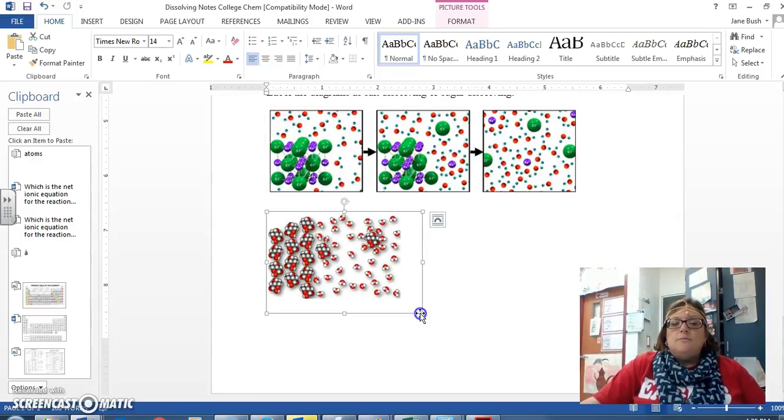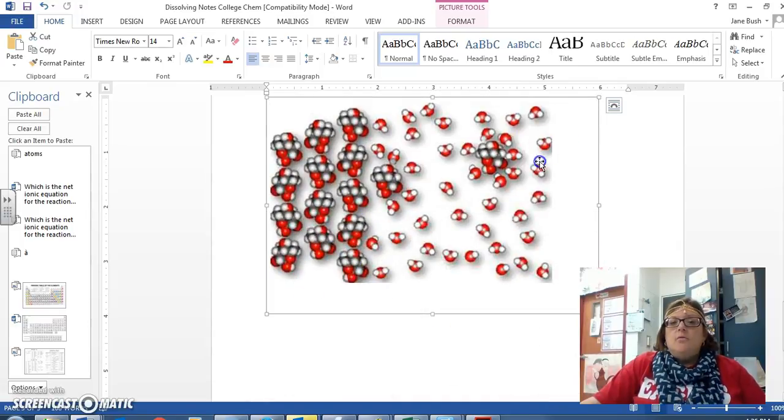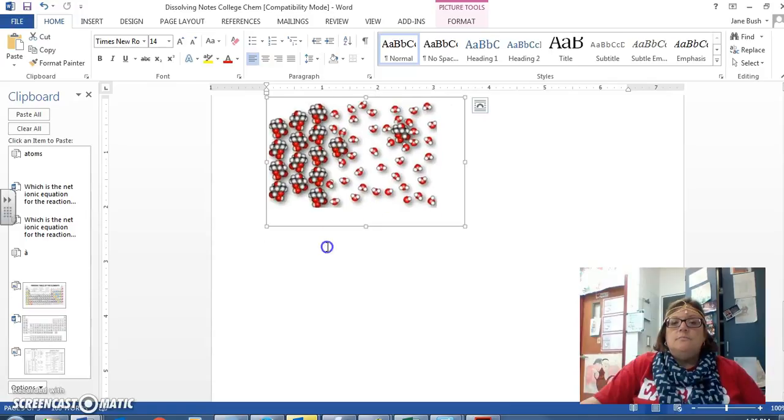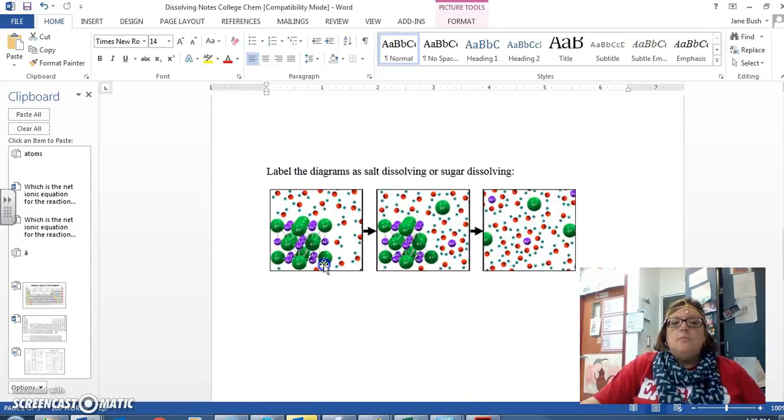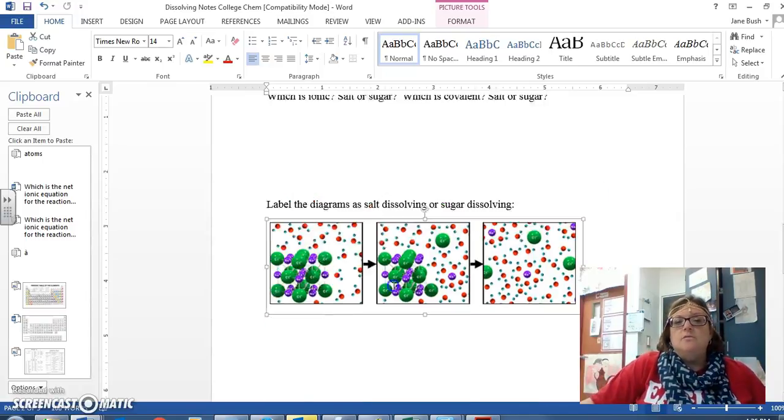This is a polar substance dissolving in water. This is sugar molecules, and the water comes and surrounds the sugar molecules. This is true dissolving, whereas the other picture is really what we call dissociation. And you'll get copies of these notes on Tuesday before we do the lab.